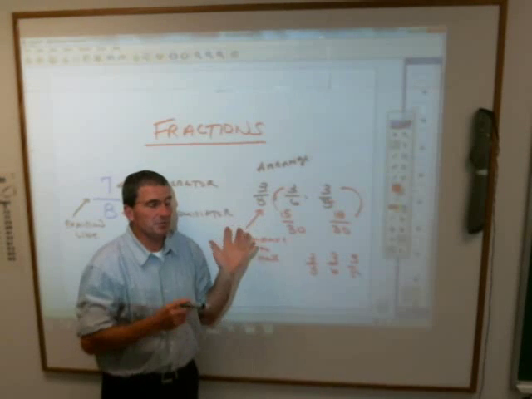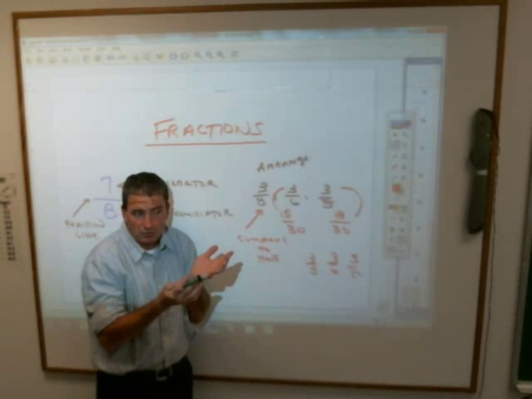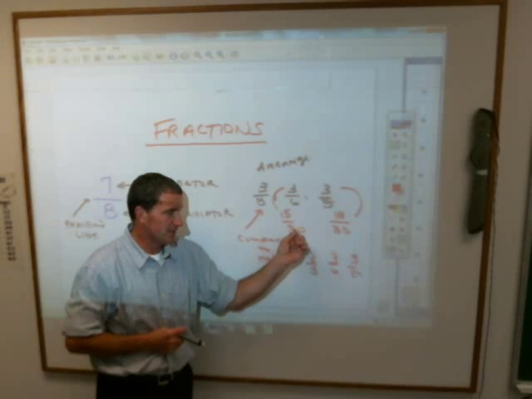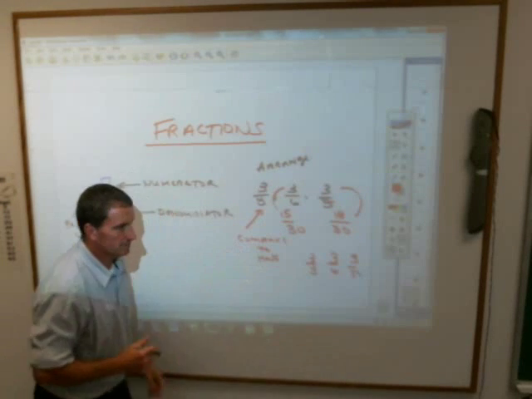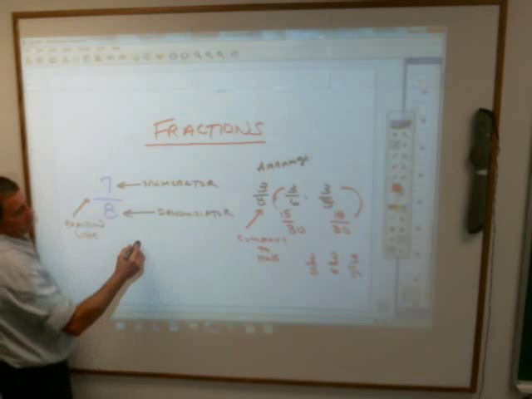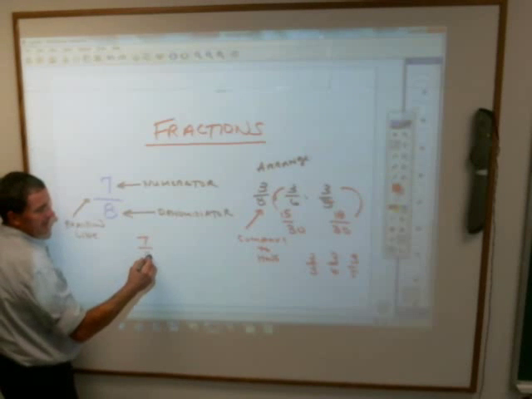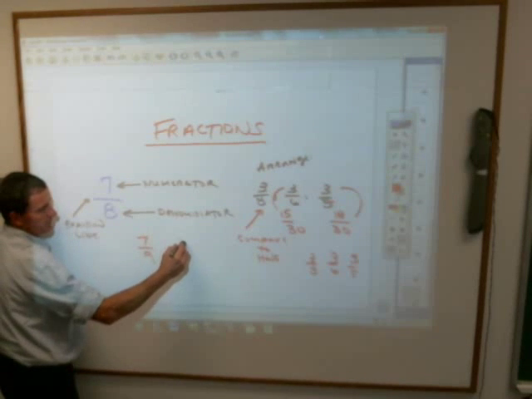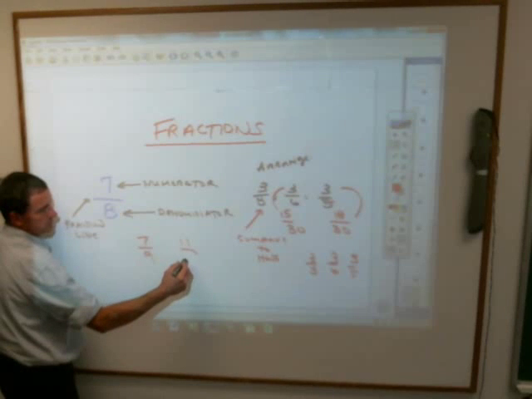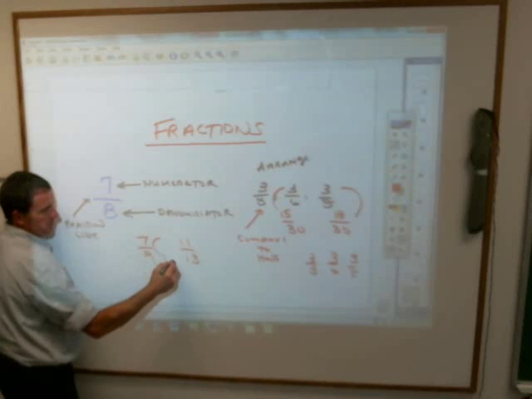Now, if two of them ended up being smaller than 1/2, then you don't know for sure which one is bigger unless you change it to common denominators. By the way, did we talk about this before? What if you have this? 7/9 compared to 11/13. And I asked you what's bigger, what's smaller.